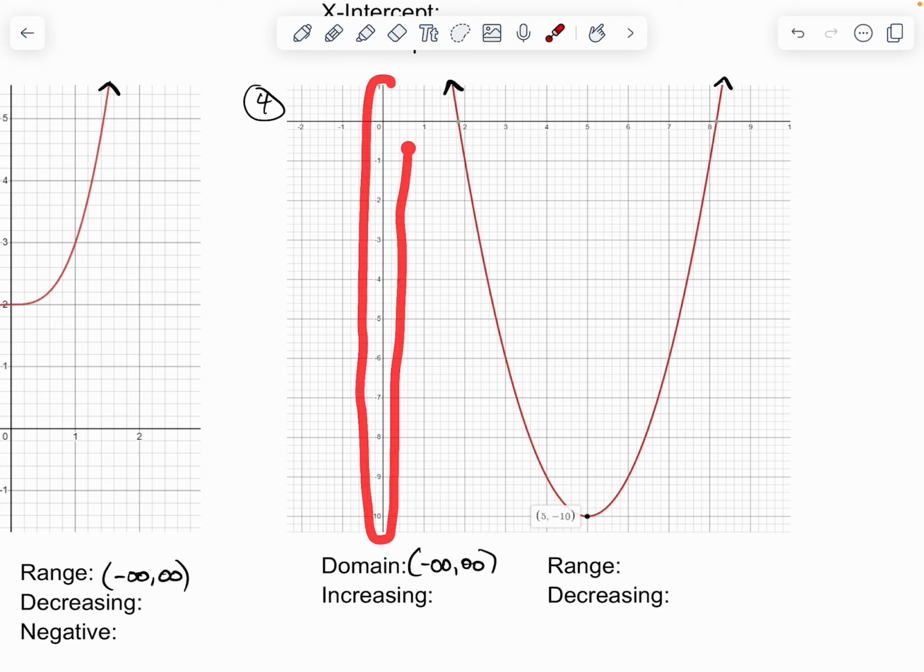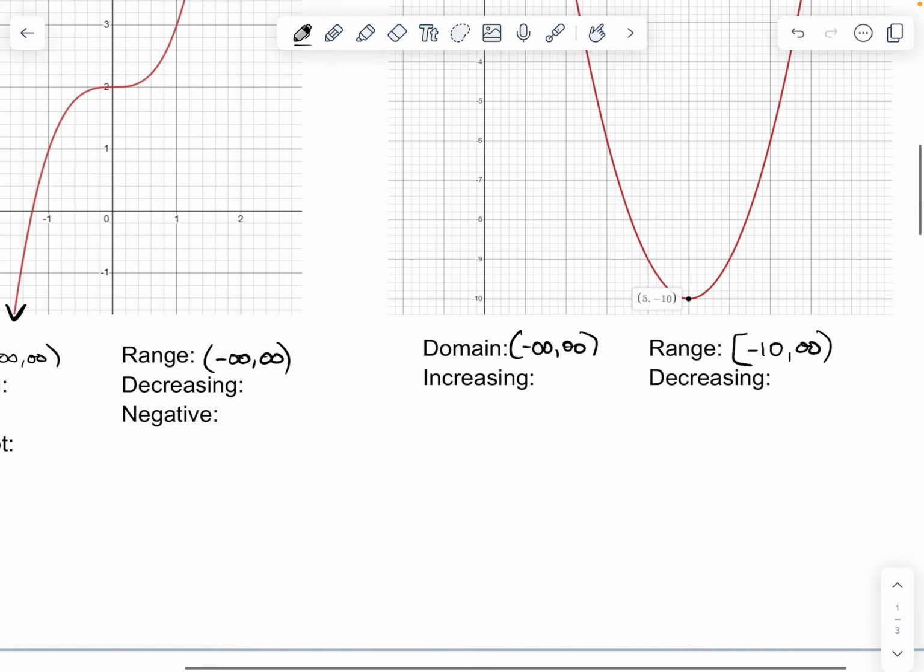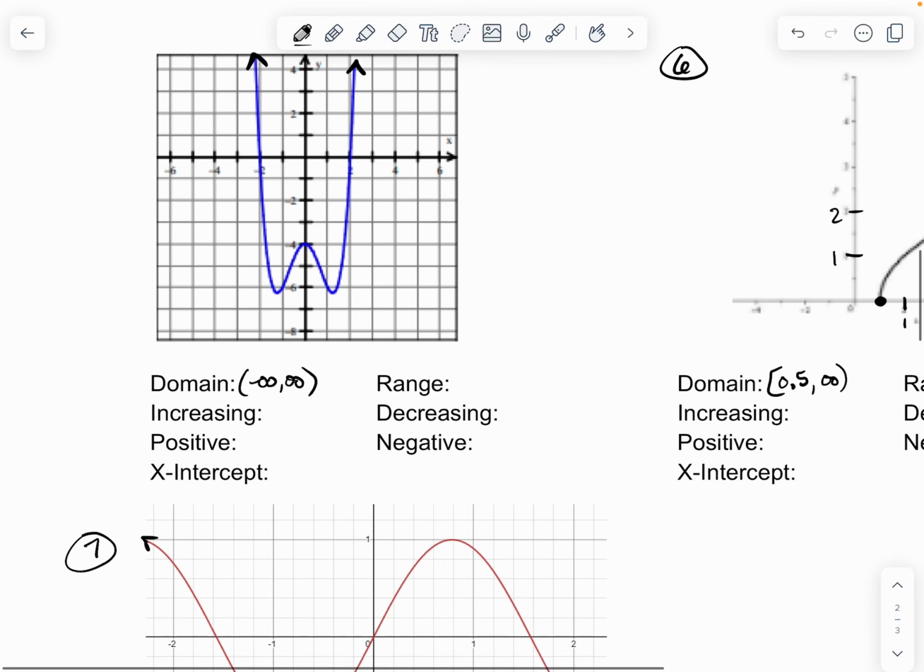Okay, number 4. My range. Again, all we care about on range is the y values. So it doesn't go to negative infinity because it has a clear stopping point. The very bottom of our graph is negative 10. And then the very top of our graph is never ending. So it's going to start at negative 10 and it's going to go up forever to positive infinity. So here we are at negative 10 and we're going up to positive infinity. Okay, that's number 4.